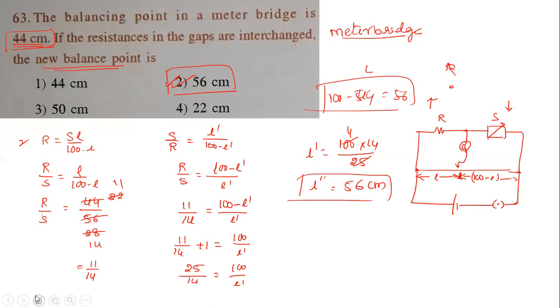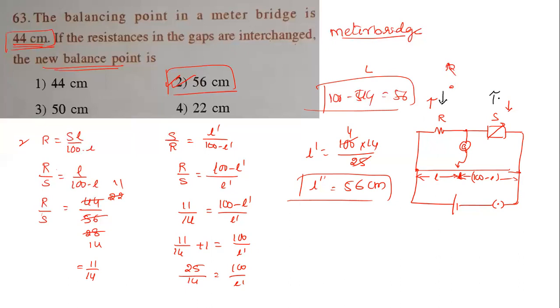By other means, if I decrease the value of R and increase the value of S, then again the balancing length shifts towards the lower resistance side, the left side. What I want to say is, where the resistance is more, the balancing length will shift towards that side. That I need to remember.